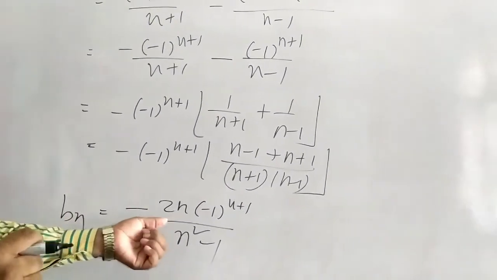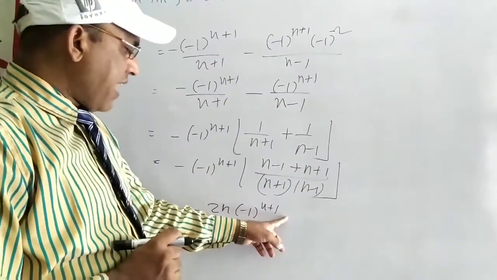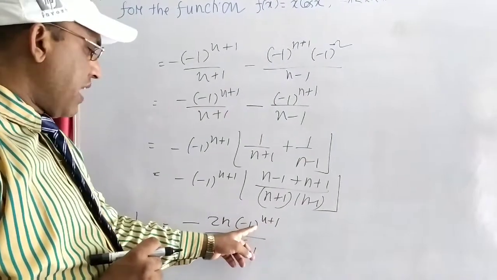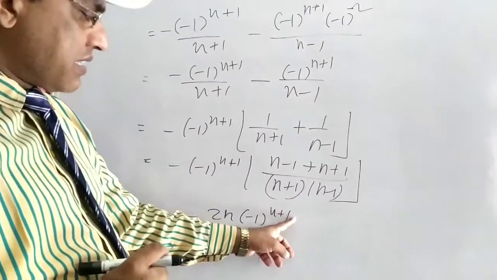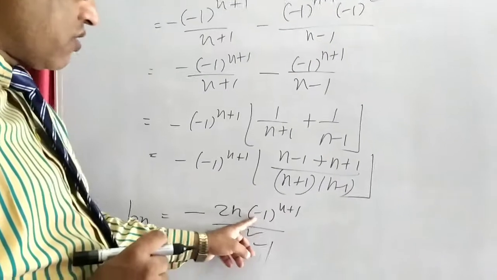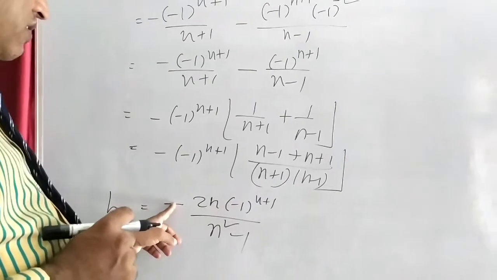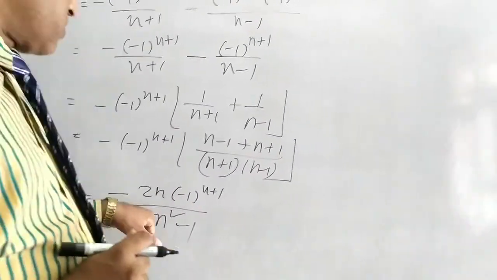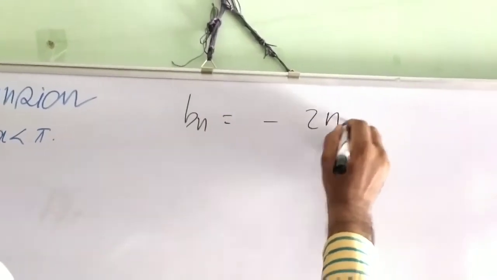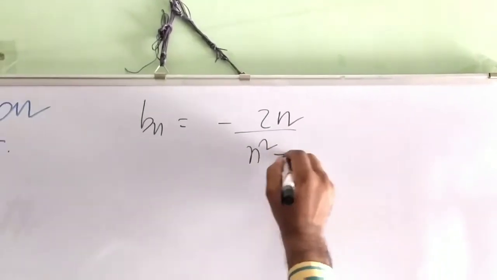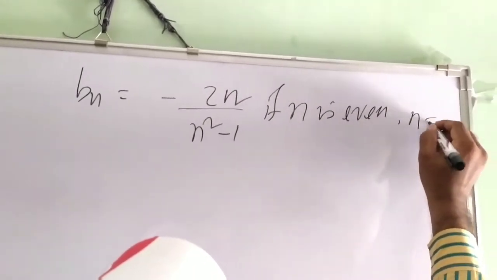So here we get, if n is even, then we get one condition. N even means suppose 2 plus 1 is 3. Then at that time, 3 means minus 1 we get, minus plus we get. So we get two conditions we have. Bn equal to, we get minus twice n by n square minus 1 if n is even but n not equal to 1.